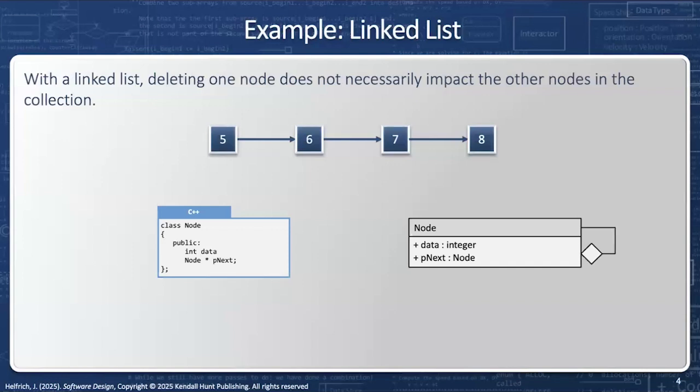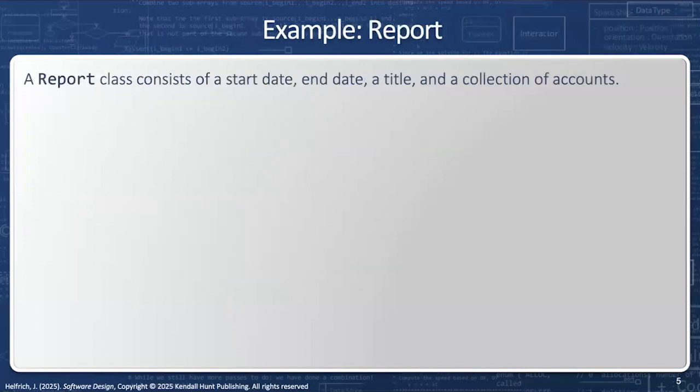Therefore, my association will be aggregation, which is going to be an open diamond, and there's going to be 0 or 1. 0 if the next node in the collection is a null pointer, there is no node, or 1 if there is one. Here's another example.